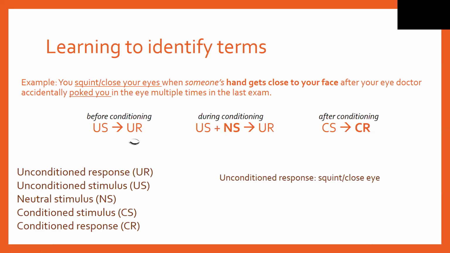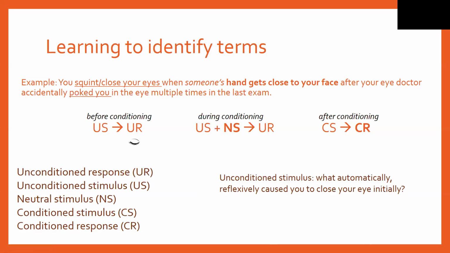It was closing the eye. Okay, so squinting or closing the eyes. You know, if something pokes you in the eye, you're not just going to sit there with your eye wide open. You're going to automatically flinch and close your eye. It's your body's automatic response to trying to protect the eye, correct? And so the unconditioned response is squinting or closing the eye. So we can do that one, and remember that's going to be the same here and here as well.